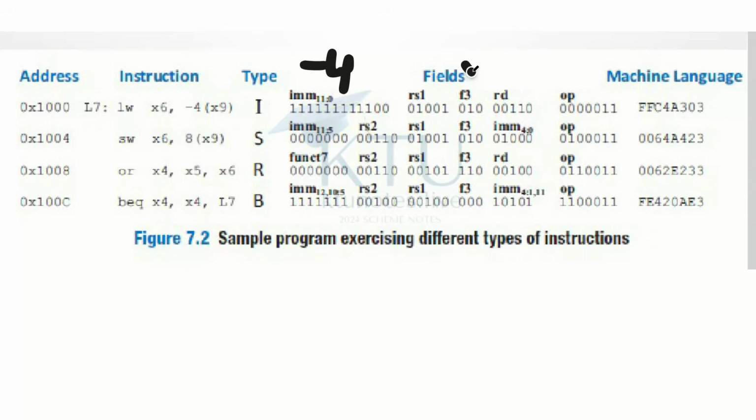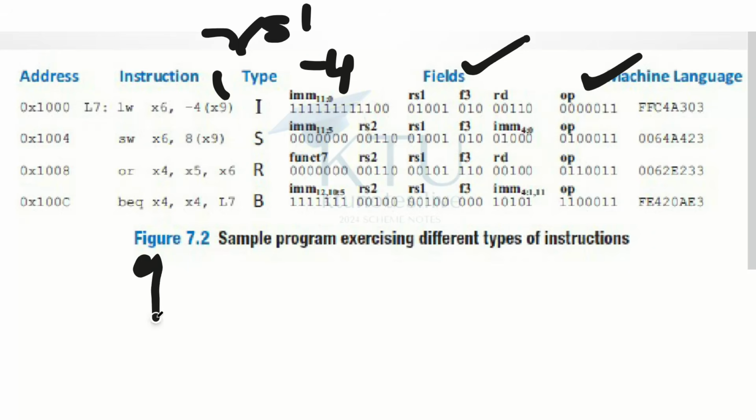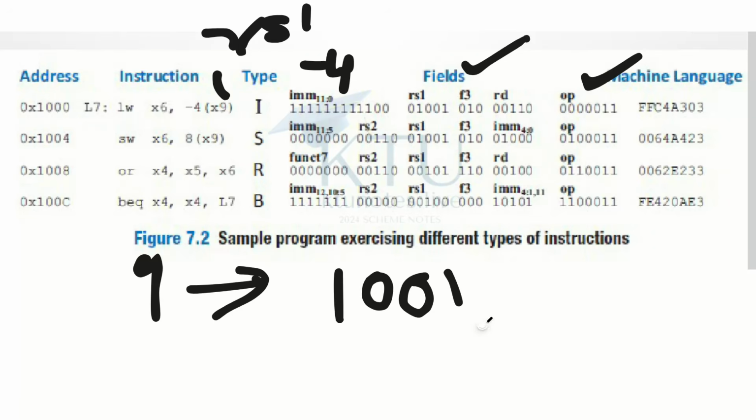Now we have done the function 3 value and opcode. Now rs1 is the source register. So here the destination register is x6, this x9 is the rs1 value, because we are going to load the value which is present in this memory location. So this is the destination register, this is the source rs1. 9 you have to write in 5 bit. So first of all, what is the value of 9 guys? The binary form of 9 is 1001, right? This is 8 plus 1. Then 5 bit means 1 more 0, so that is what the rs1 value is.